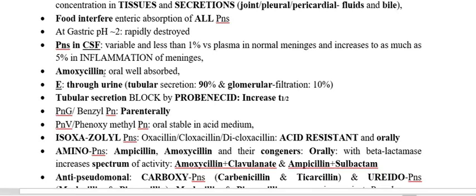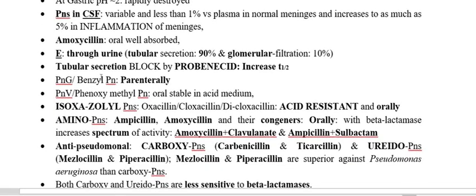Under this, the drug amoxicillin, its oral absorption is very good. Most of the amount of the amoxicillin by oral route gets absorbed.